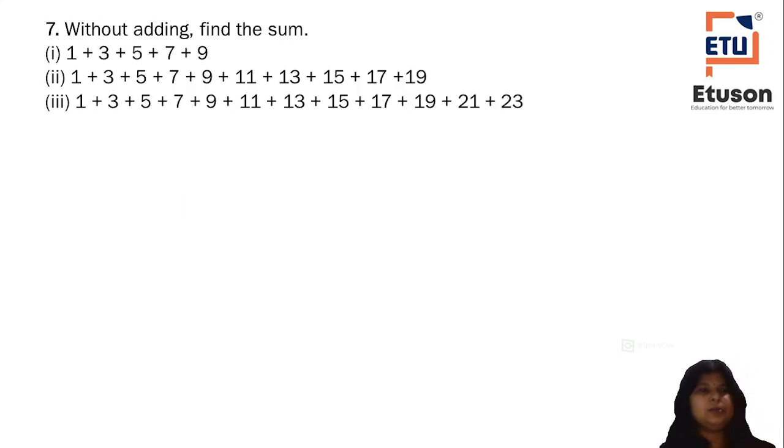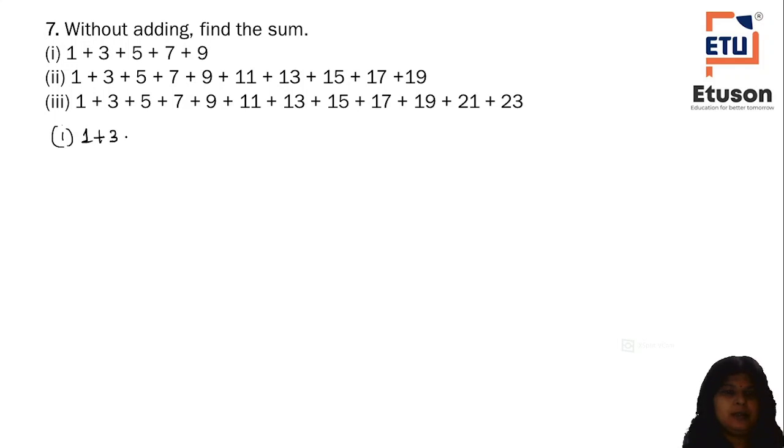So now let us go to the next question. Without adding, find the sum. Okay. If you remember the interesting pattern of the square, if you have to add the odd numbers, how many odd numbers are you adding successively? You are adding 1, 2, 3, 4, 5. So the answer is n square. 5 square will be 25. Correct.